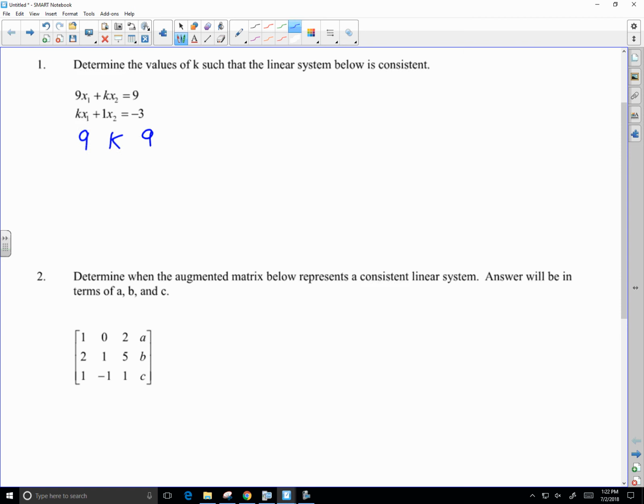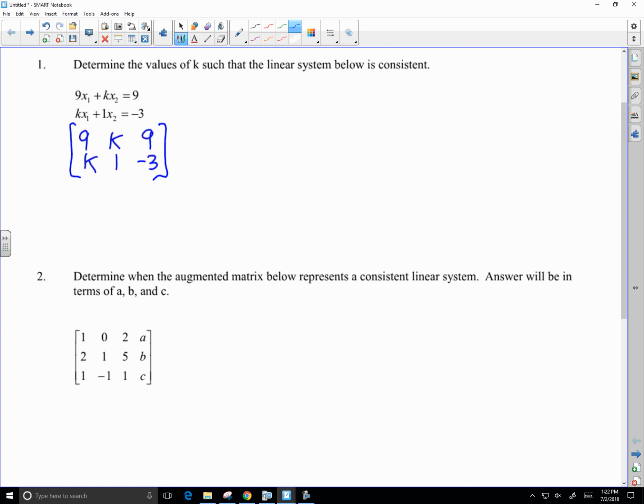9K, 9K, 1, -3. If there's a way to do this in the calculator, I don't know, so we go right to doing it by hand. We want to get it in reduced row echelon form. One thing to keep in mind is that along the main diagonal we want to have ones, ideally. Anything below the main diagonal should be 0.